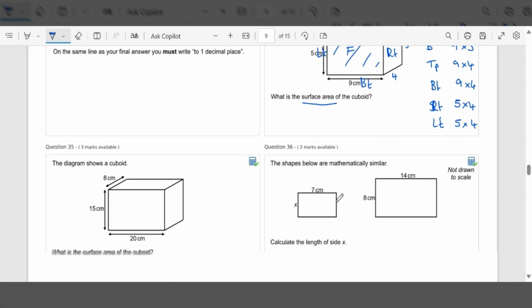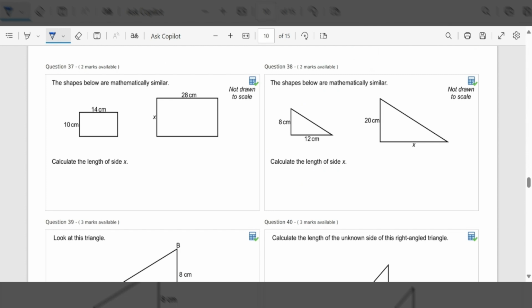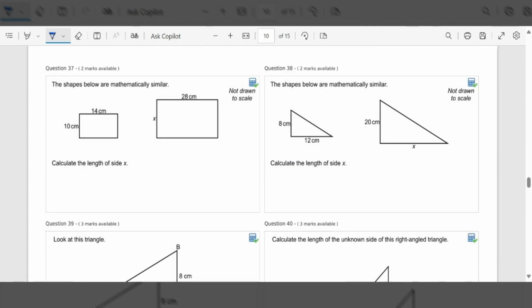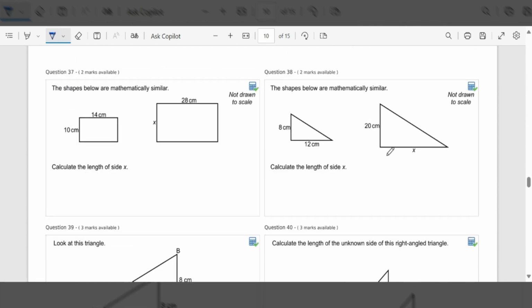Right, we've done a bit of similarity of shapes. Which one am I going to pick out? I'll pick out this last one here, okay? If I want to find x, I need a scale factor. So my plan is to use the 12 on that shape to get the x there. This is the word we're looking for in the question: these shapes are similar, okay?